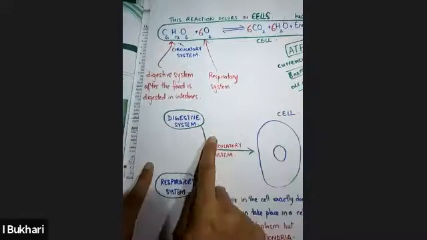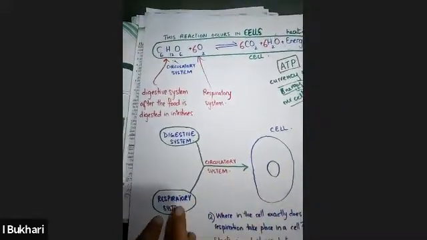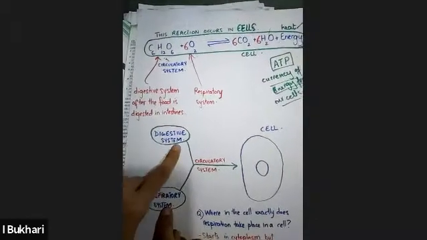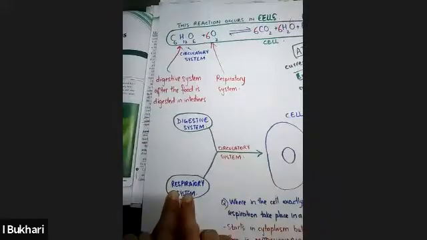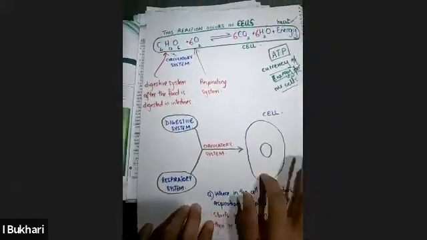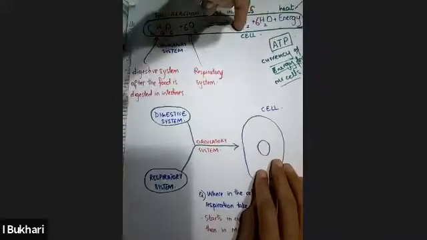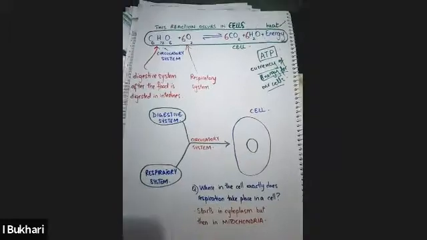So I made this schematic diagram sort of. Okay, so the digestive system is bringing glucose, the respiratory system is bringing oxygen towards the cells, and these cells will then carry out this reaction to have energy for their survival, right?